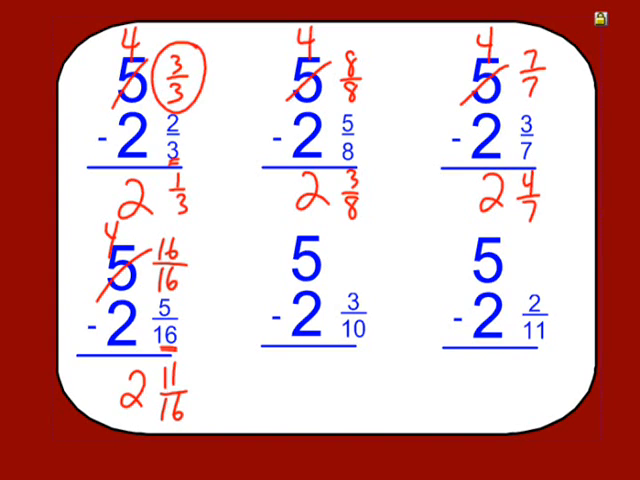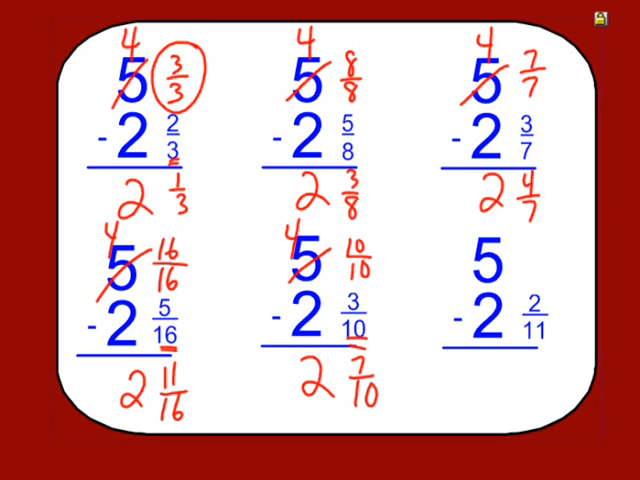So you can't take 3/10 from nothing. I'm going to borrow one whole. What would I put there? Well, since it's tenths, I'm going to put 10/10. And 10/10 is equal to one whole. 10/10 minus 3/10 is 7/10. And 4 minus 2 is 2.